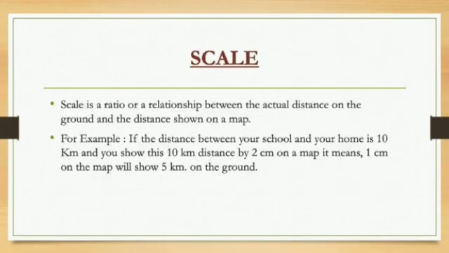So our first point is scale. Scale is a ratio or relationship between the actual distance on the ground and the distance shown on a map. For example, if the distance between your school and your home is 10 kilometers and you show this 10-kilometer distance by 2 centimeter on a map, it means 1 centimeter on the map will show 5 kilometers on the ground.